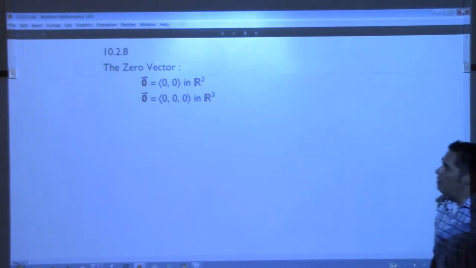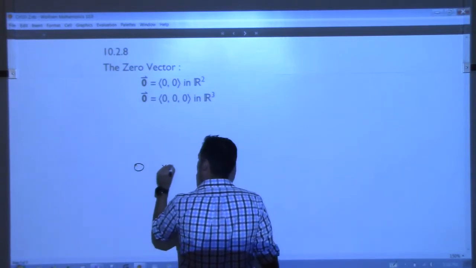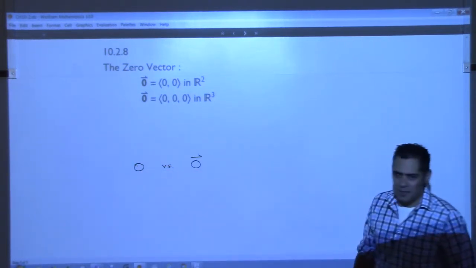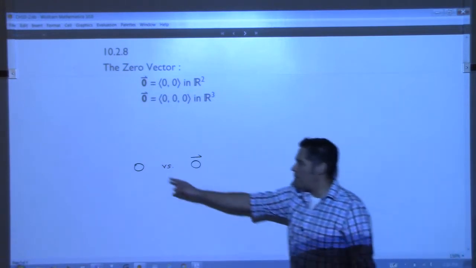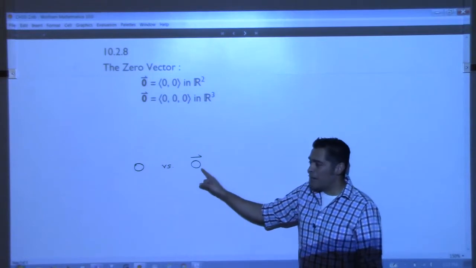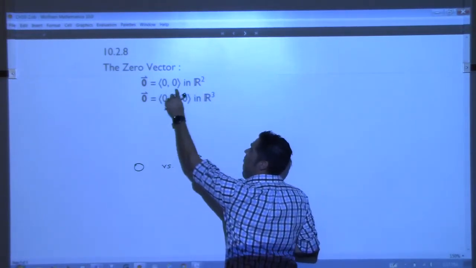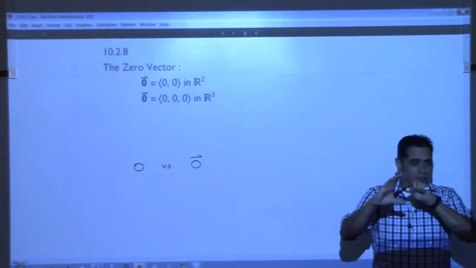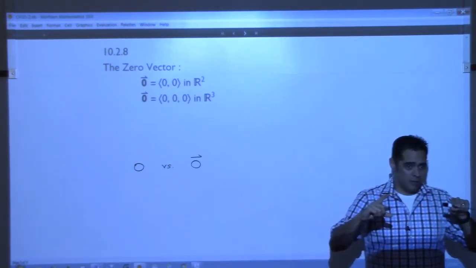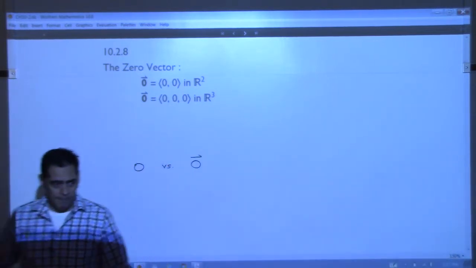All right. Now, keep in mind, there is a huge difference between these two, right? These are not the same thing. This is the number 0, and this is the zero vector. The zero vector has, in two-dimensional space, angle brackets with 2 zeros. In three-dimensional space, angle brackets with 3 zeros. That is not the same as the number 0. Are y'all okay with that? Okay.